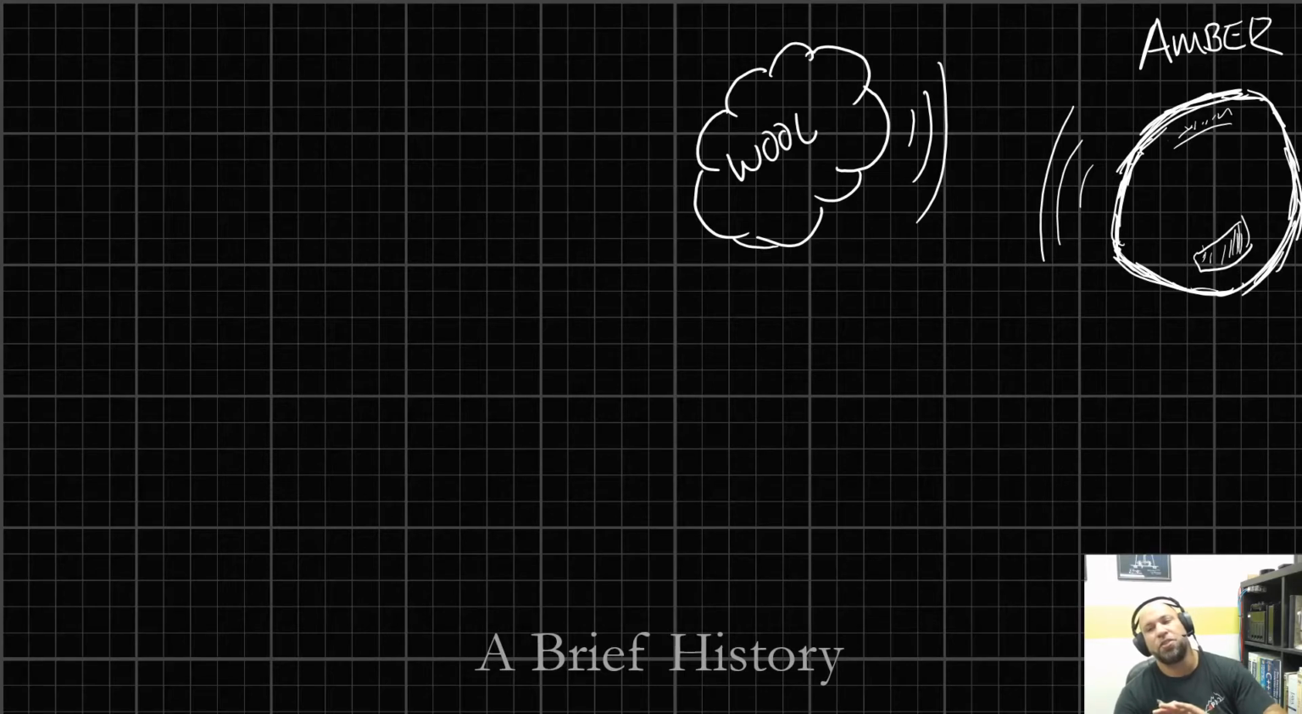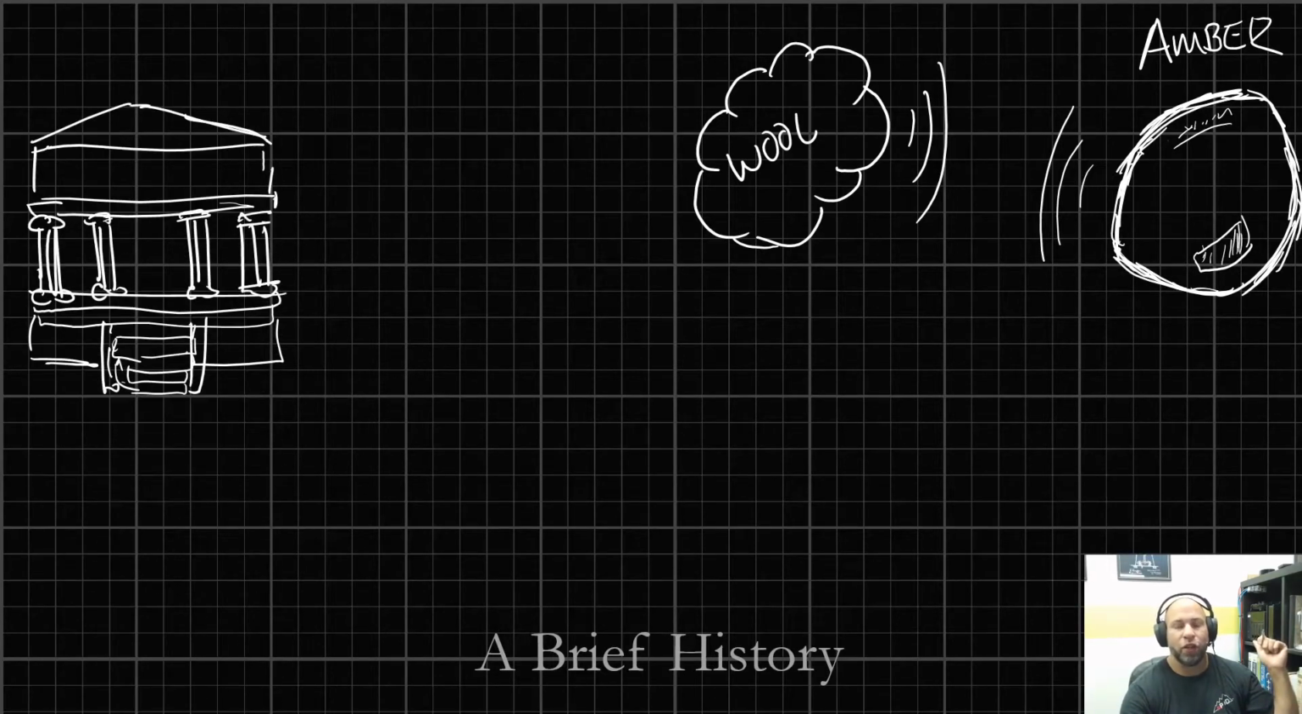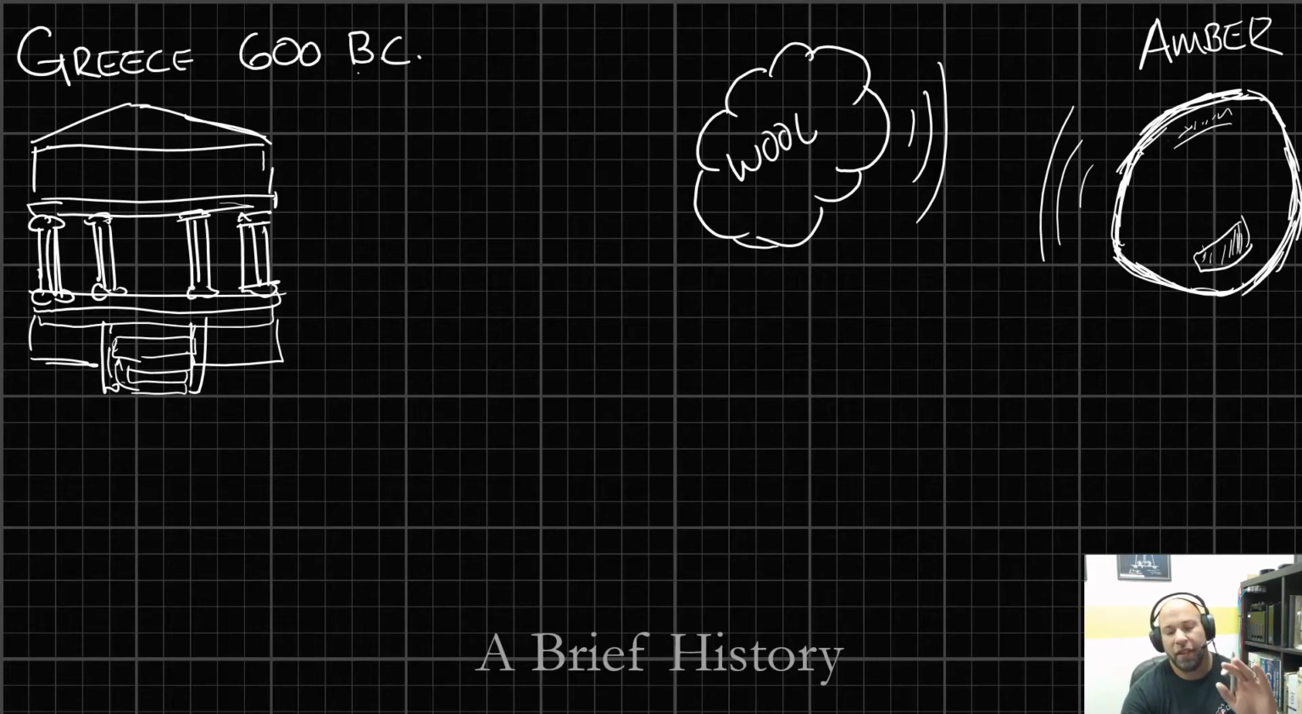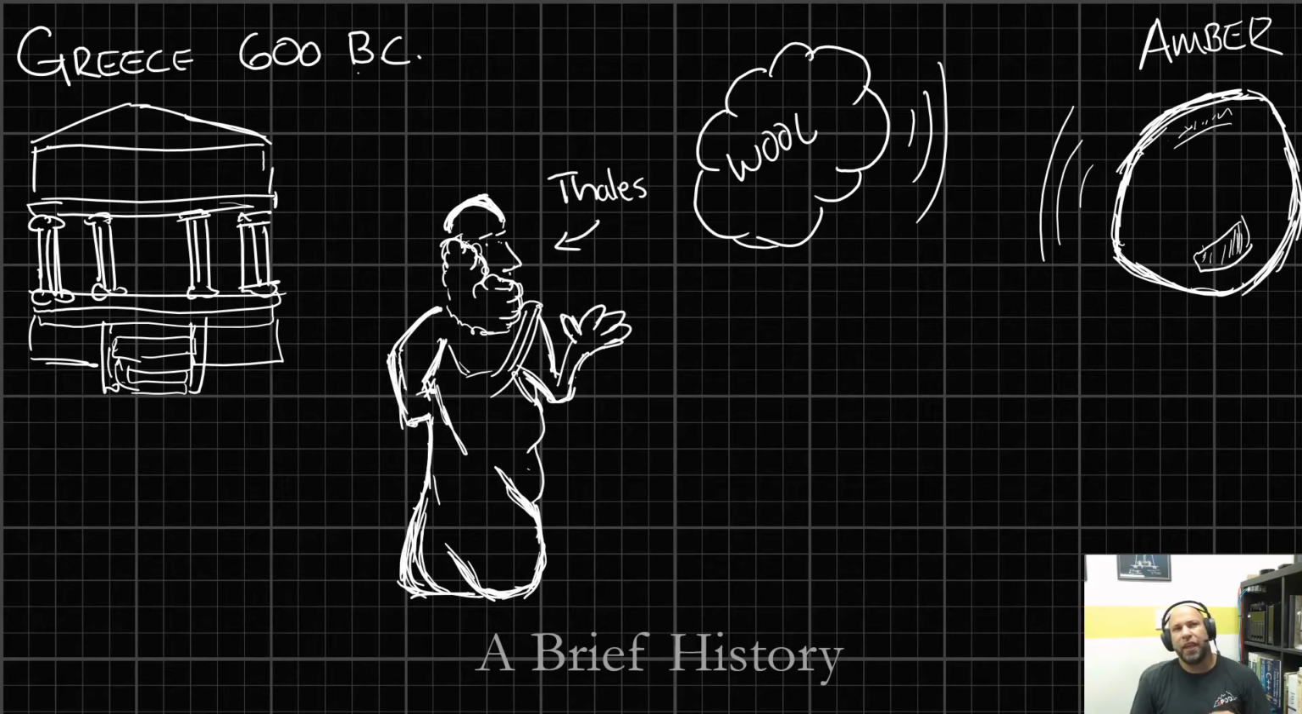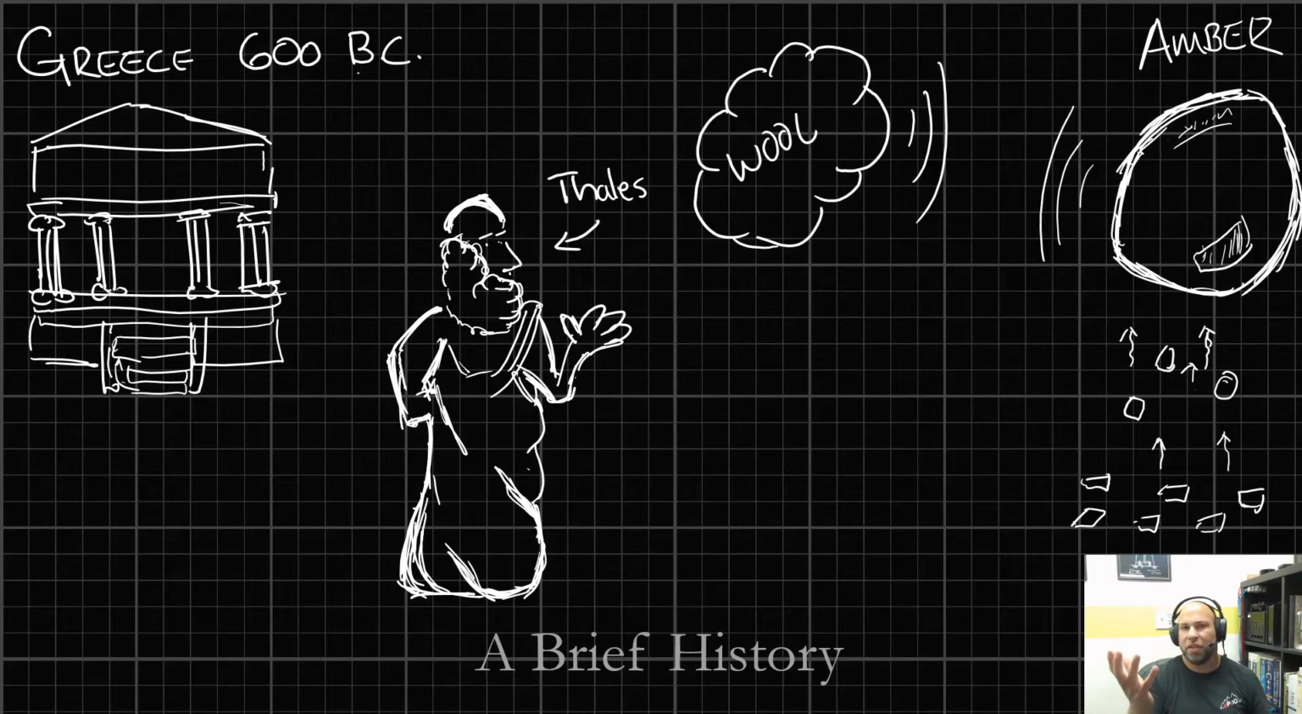All right, so a brief history. Let's go back, way back. We're talking Greece, 600 BC. Ancient philosopher and thinker Thales noticed that when he would take amber and wool and rub them together, by some mystical power, it would cause little pieces of parchment to float up towards the amber. He wasn't sure exactly what was happening, but he knew there was some kind of force that was pervasive in almost all natural materials. And he wasn't too far off.